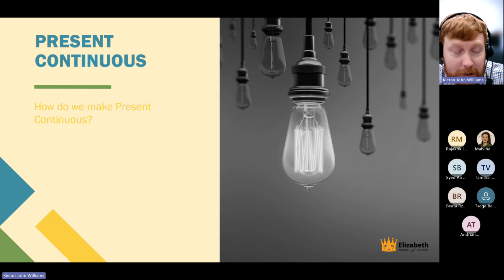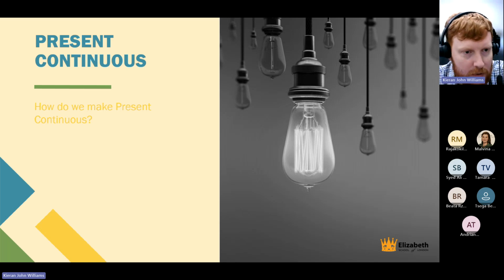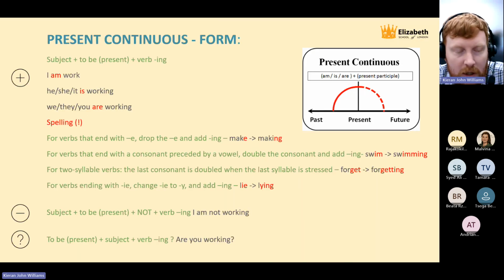So I am teaching, you are studying, you are looking at the computer screen. I am looking at the computer screen as well. Okay, we are breathing, we are sitting, things like that. So well done. Good example. So that is all present continuous. And that is when we have the subject. So I, he, she, it, we, they, you. We have the verb to be in the right form. So I am, he, she, it is, and we, they, you are.